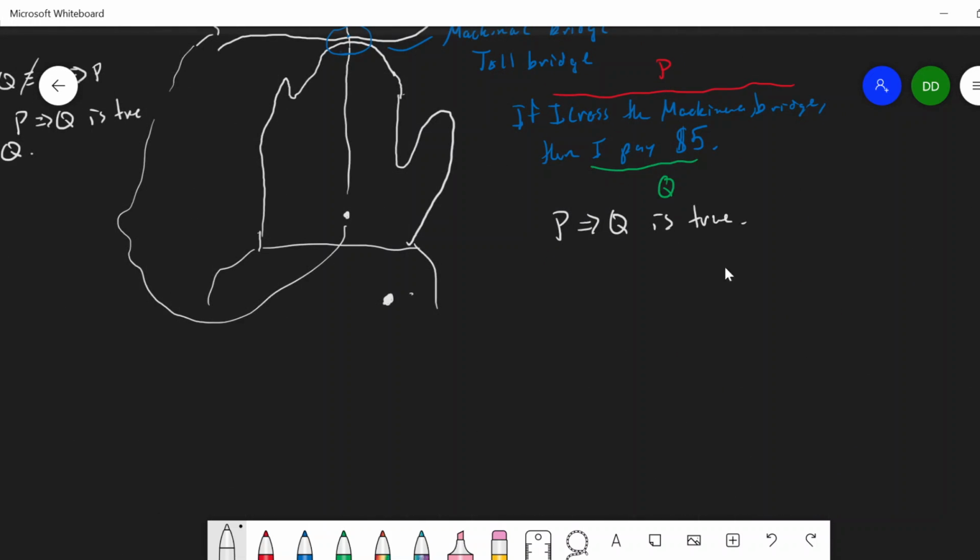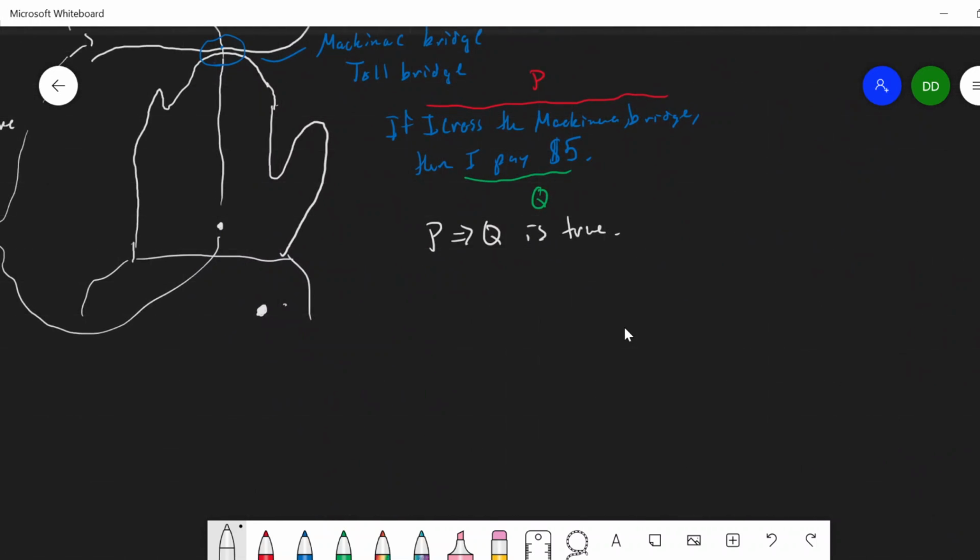So P implies Q is true here. It's enforcing it. I assure you, if you cross the Mackinac Bridge, then you will pay $5. So what is Q implies P? This would be the statement, if I pay $5, then I cross the Mackinac Bridge.